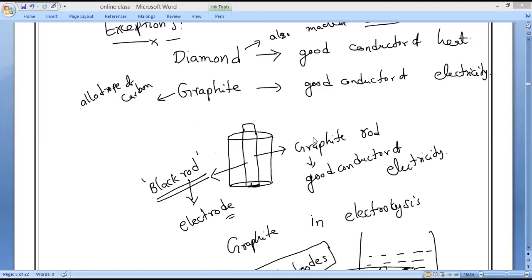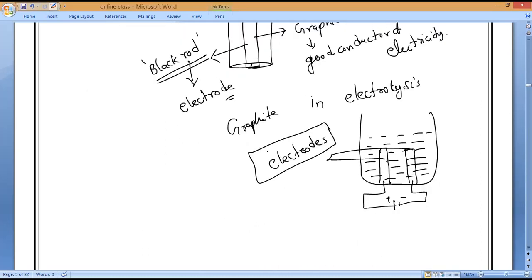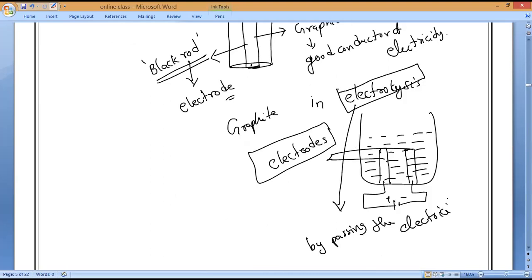Sir, can you move the picture down? This process is called electrolysis. Everybody hurry, write. Electrolysis, I will say the definition. You will study in class 10. Splitting the compounds or formation of ions by passing the electricity is called electrolysis.